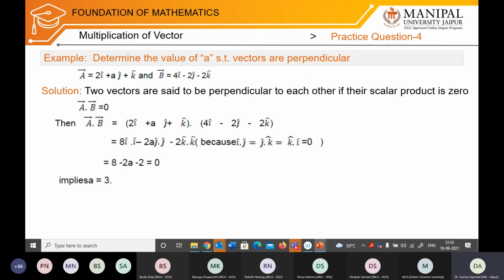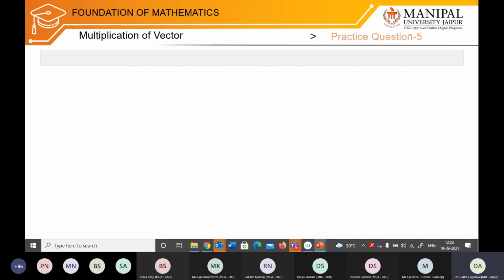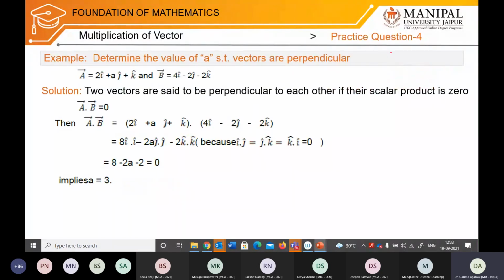Now we need to find the value of A such that the vectors are perpendicular. Vectors are perpendicular means again angle theta is 90. Perpendicular or right angle or theta is 90, all are the same terms. So if theta is 90, that means dot product should be equal to 0, right? So we just find the dot product, equate it to 0. So the value of A can be found, that is 3.